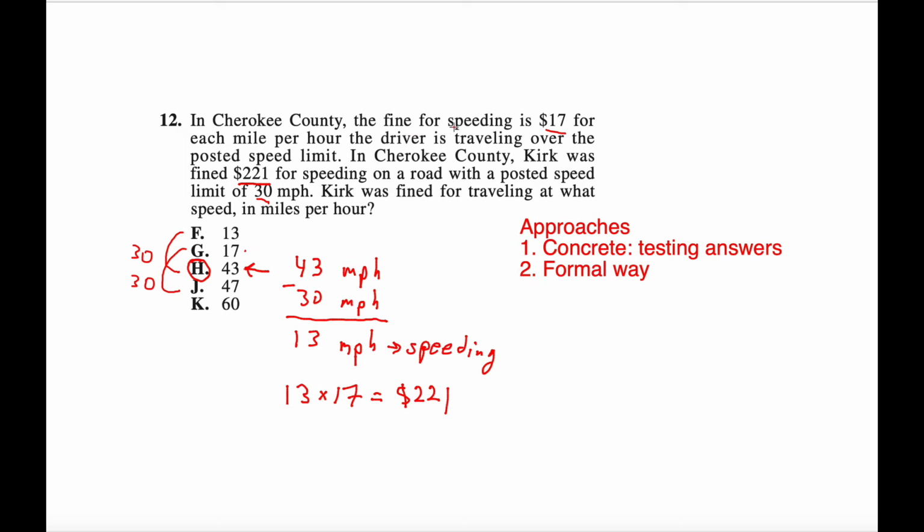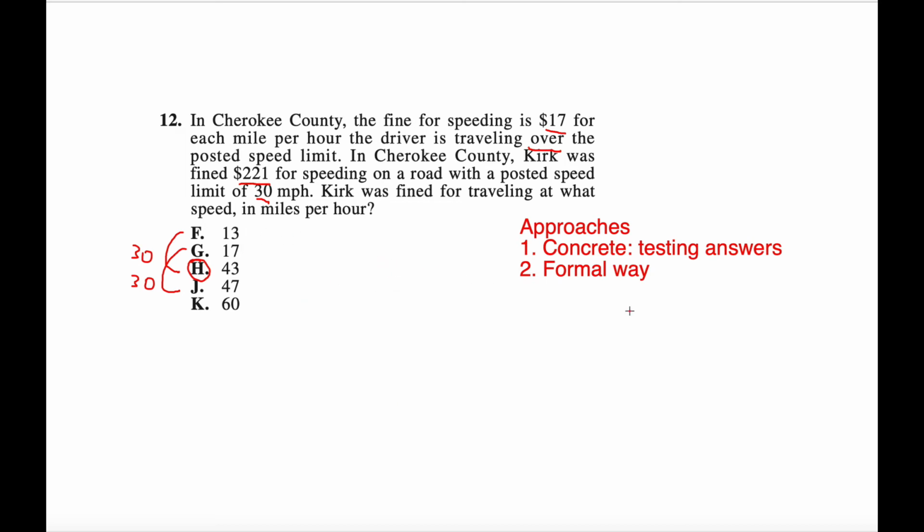And the question just tells us that he's fined for speeding, for going over the speed limit. So really 13 and 17 don't even make sense in this context, and we could kind of discard those. So now that we've looked at the more concrete way of solving this question, let's take a look at a formal way of solving it.